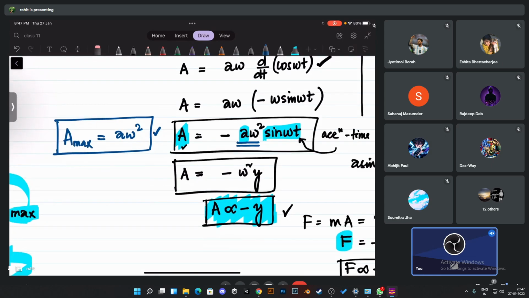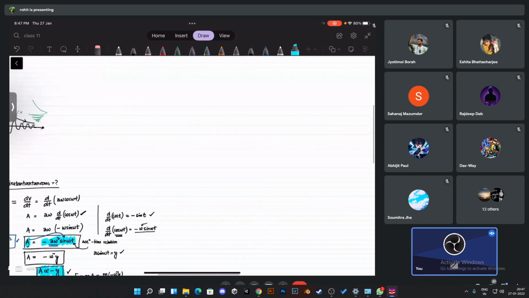Now you tell me again. What kind of graph is this going to be, guys? Is it going to be sine graph or minus sine graph? If I want to draw the graph, minus sine graph. I will show you how a minus sine graph looks like. Then you will be clear. So let me go back to our graph.